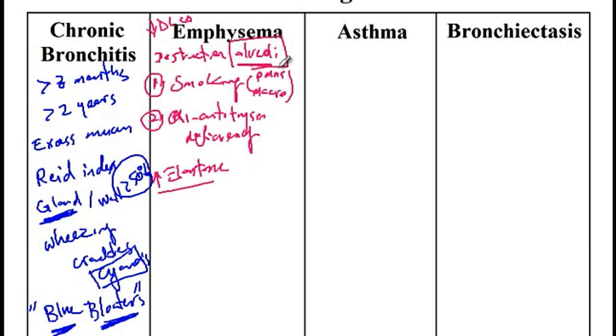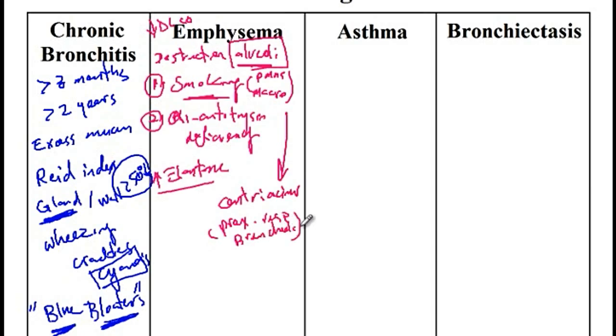And then one difference between these two mechanisms is that smoking is associated with centriacinar emphysema, which means that it affects the proximal respiratory bronchioles, while patients with alpha-1 antitrypsin deficiency develop panacinar emphysema, and as the name pan implies, it means that the entire acinus is being affected.